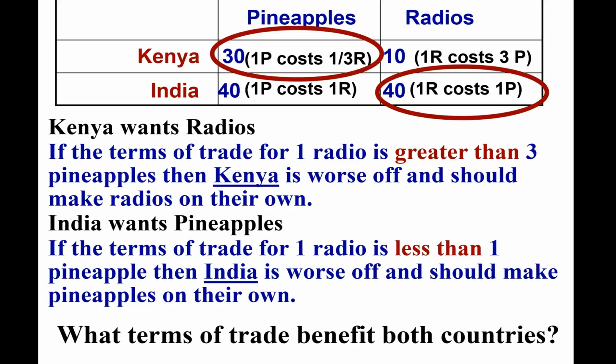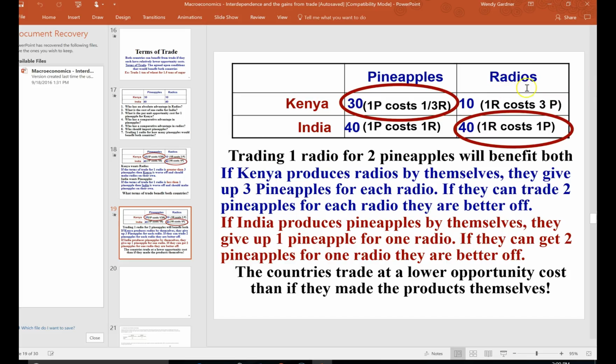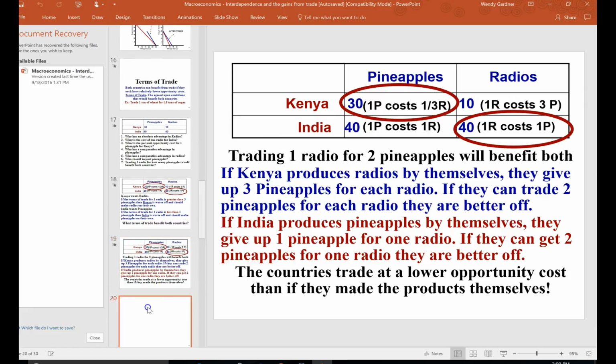So this is how both countries make themselves better off, by finding the terms of trade that fall between those opportunity costs. And I know that in your homework this week, you're asked to find that spot between the 2 opportunity costs.